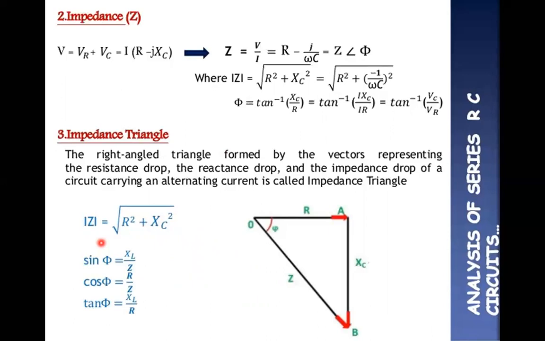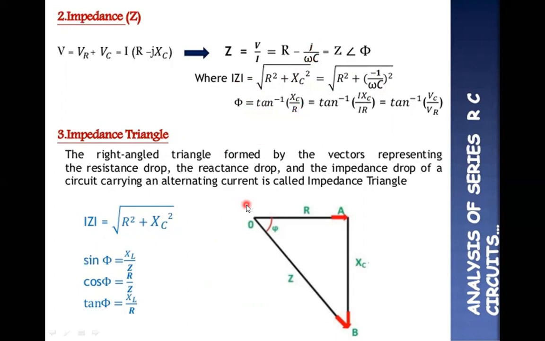So just substituting the values of VR and VC, you'll get Z as R minus j by omega C. So mod of Z is, with respect to this diagram, the square root of R square plus X square. So we are substituting this value, and phi is equal to tan inverse of XC by R.